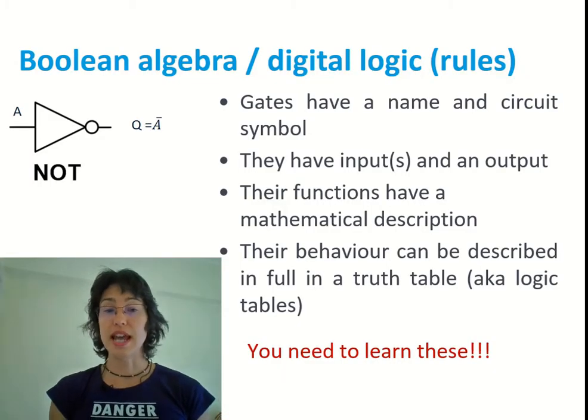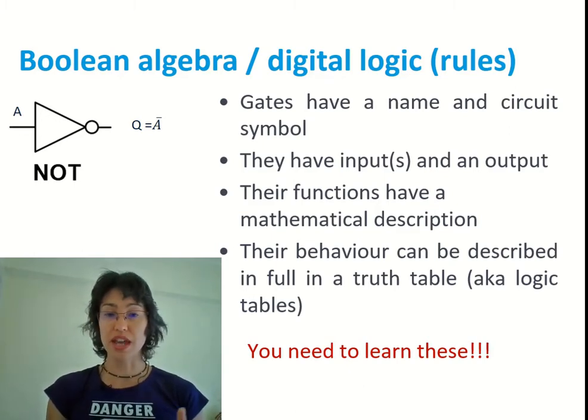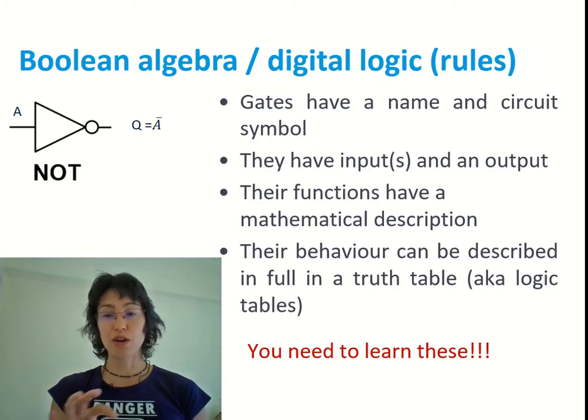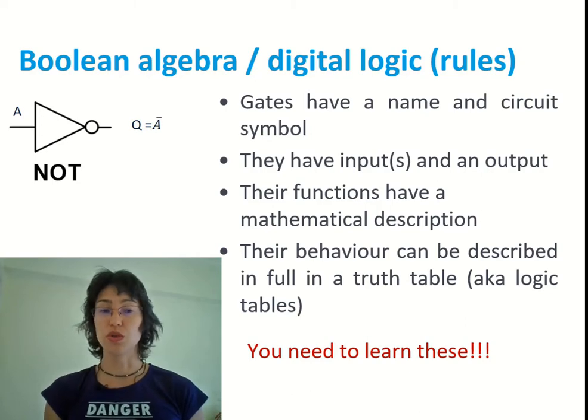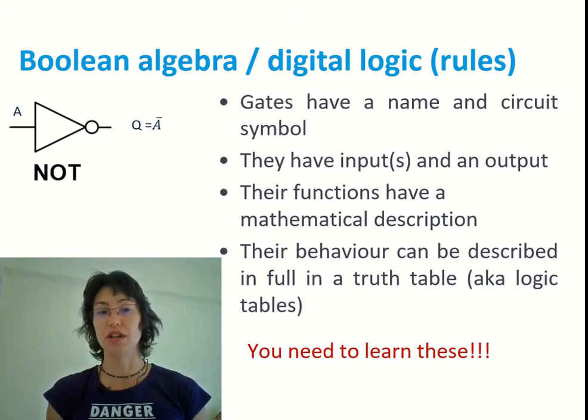They're formed from transistors built into chips. Every logic gate has a name and also a circuit symbol. So you need to be able to draw these circuit symbols for the gates that I'm going to go through. They have an input and an output, and the output has a function that also has a mathematical description. So you also need to be able to write what the mathematical description of the logic gates are, and you need to be able to understand their behavior, which is described in what we call a truth table or a logic table. So you need to be able to learn these.